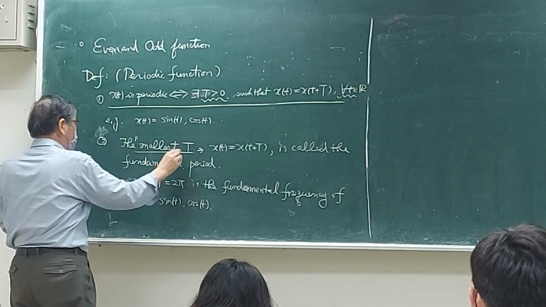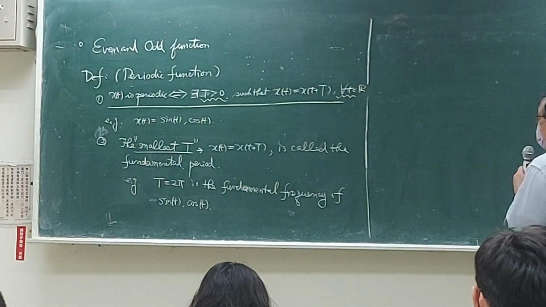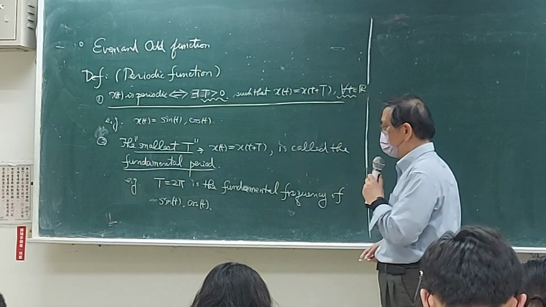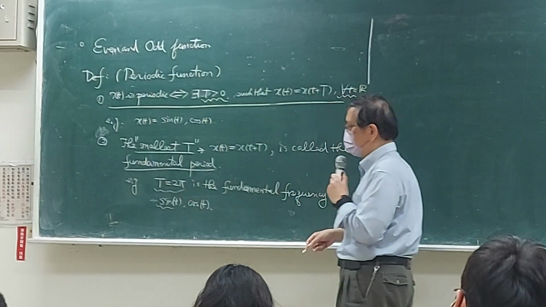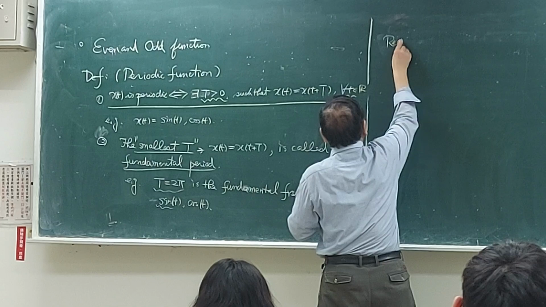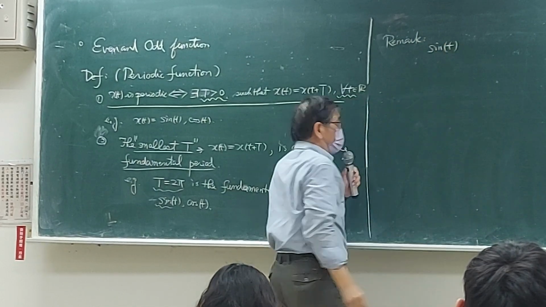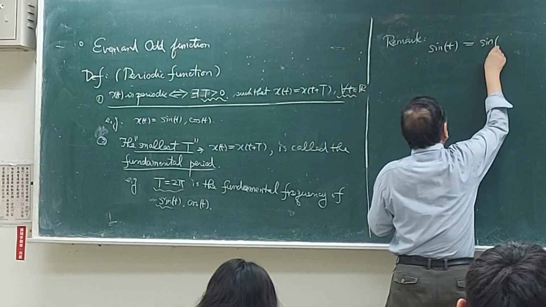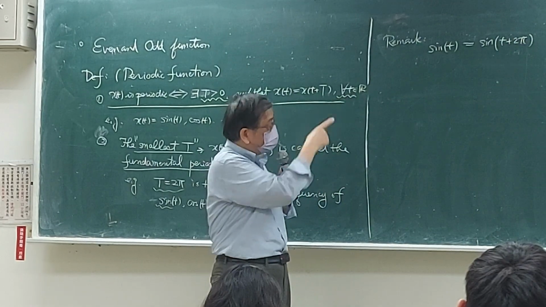Okay, be careful. Usually, the period we mention is the fundamental period. For example, with a function sin t, its fundamental period is 2 pi. And why do I say that? Because we start from sin t. Now I can add 2 pi. It is still identical, right?